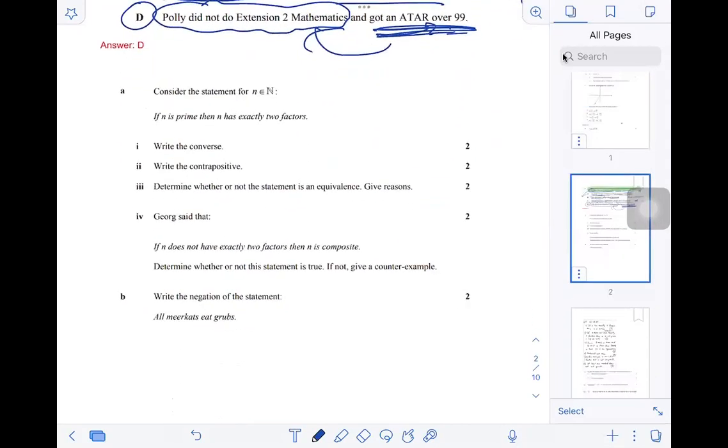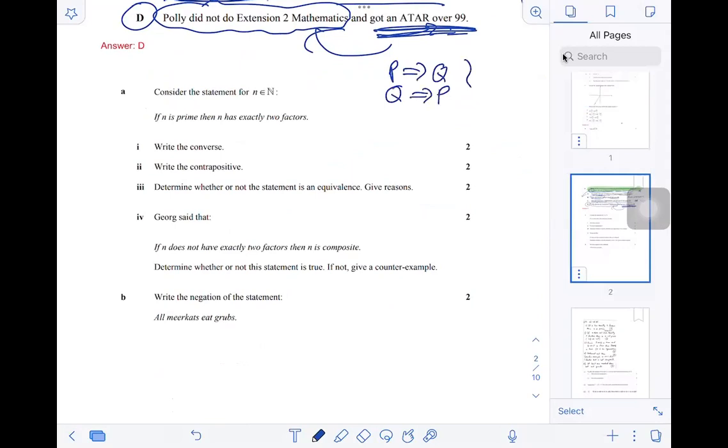Okay, looking at this, the first thing you've got to realize is what a converse is. If P implies Q, then Q implies P is the converse. So you just swap them. Think of Converse shoes, and then you swap them. So it's just going to be back to front.